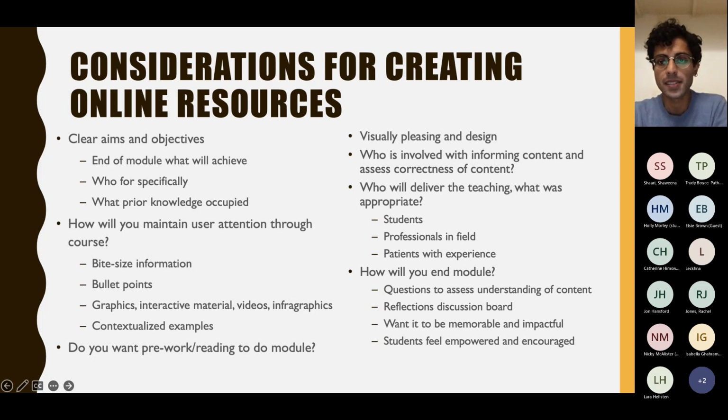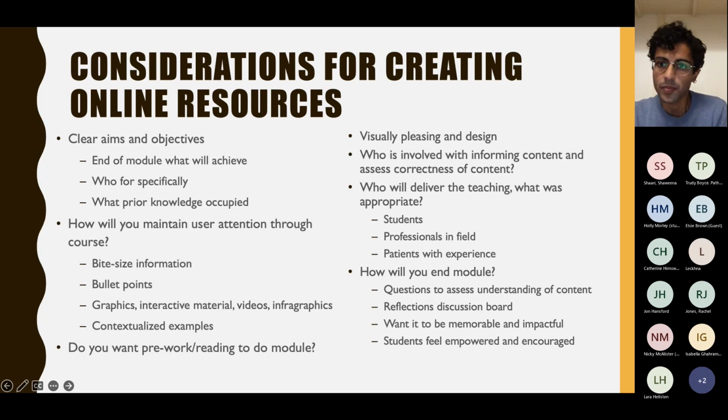So here I put visually pleasing design. So like your color design, your color pattern, what you'd want it to be. I knew that mine would be used by Pathway eventually, and I've designed it for Pathway. So I've kept the same sort of color theme as you'll see later on. And it's also important to think about who's involved in creating the content and who's assessing for the correctness of it. So this could be students, could be professionals in the field, it could be patients by experience. Especially when you're creating inclusion health content, I think it's important to know whose voices are being heard at the table, and whether it's appropriate what's being included and whether you've got everything you need.